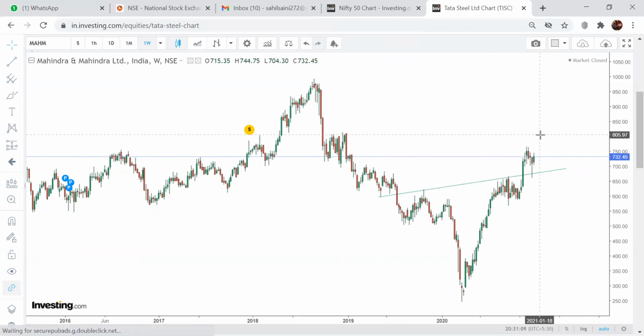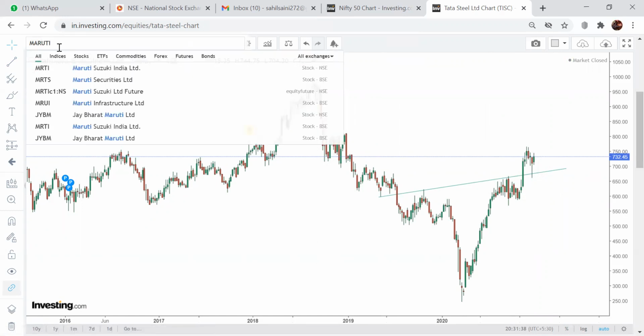It should touch this 805 point and then maybe all-time high, because the range is really very high, from 250 to 650. The range is around 400 points. So from 650 plus 400 points, you can understand 1050. So it can touch all-time high also, because the range is open for upside.